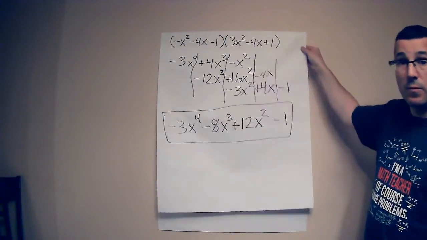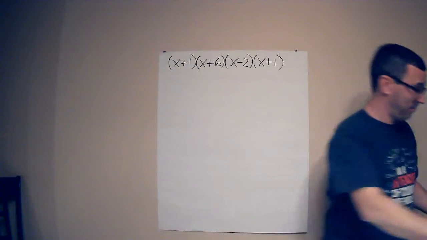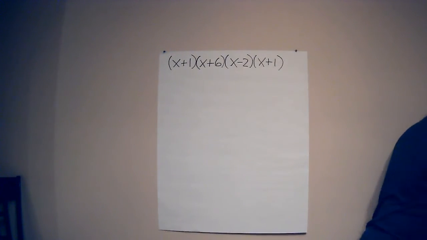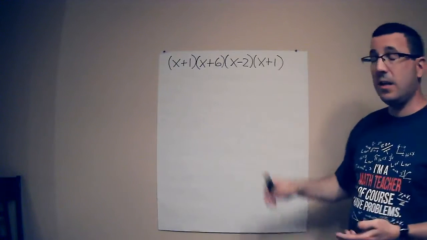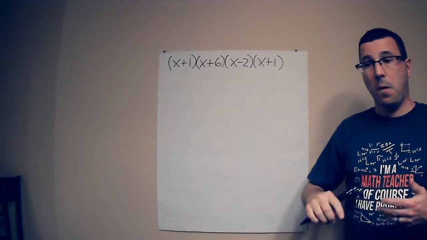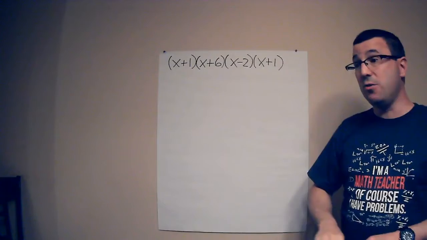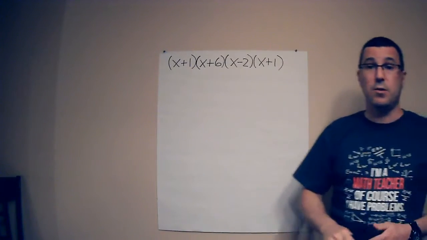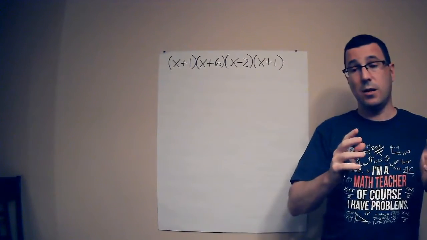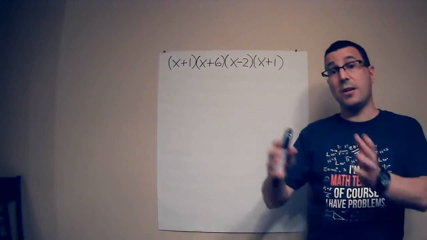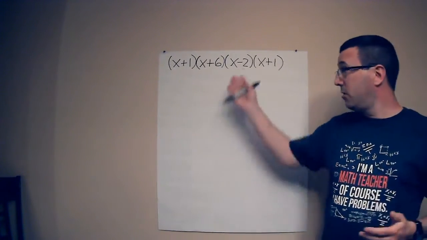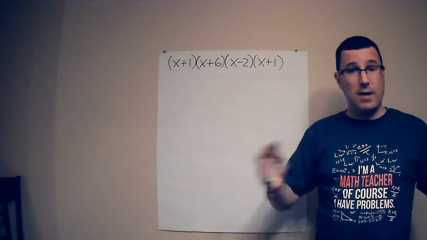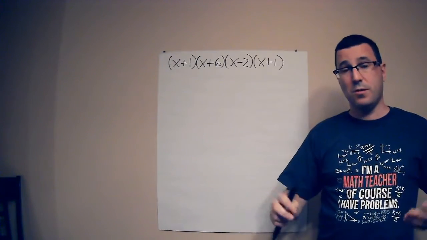Okay? Lastly, we have this. This is multiple binomials. Now you could have a number of different things happen. You could have 2 binomials and then a trinomial. You could have, as you see, 4 binomials. You could have any combination of different polynomials together.